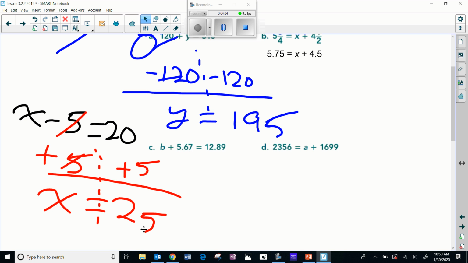So x equals 25. And again, to check it, put 25 back in for x. 25 minus 5 is 20, so it's a true statement.